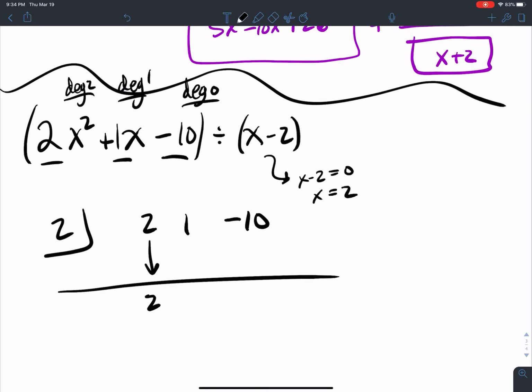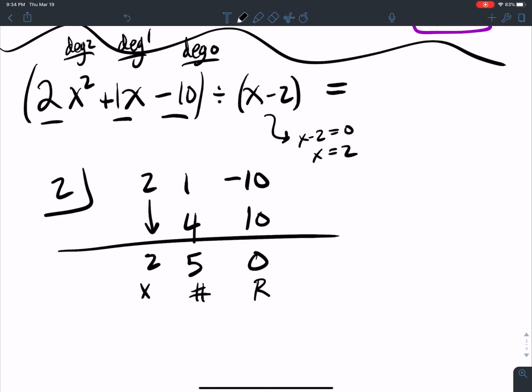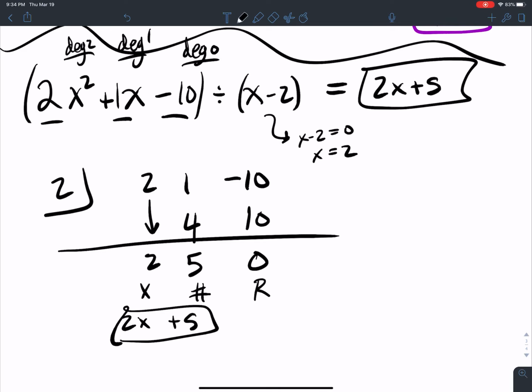Drop down the 2, multiply. 2 times 2 is 4. Add 1 and 4, I get 5. 5 times 2 is 10. Oh, this is interesting. What happens here? I get 0. Remember, that last thing you did is the remainder, then your constant, then your x. So what is the answer here? The answer is 2x plus 5. And there is no remainder. Ooh, whoa, right? Okay, there is no remainder here.